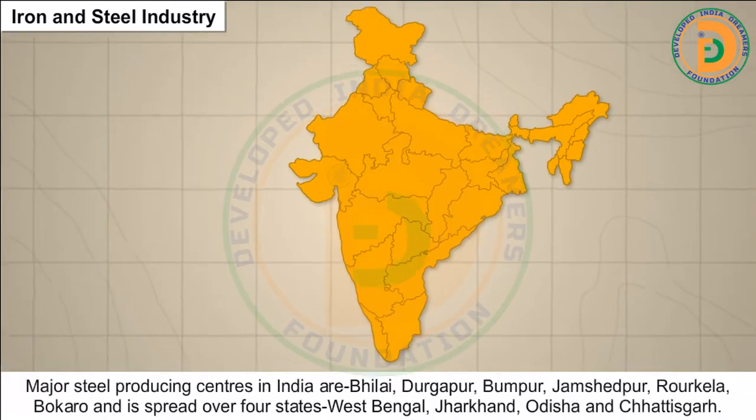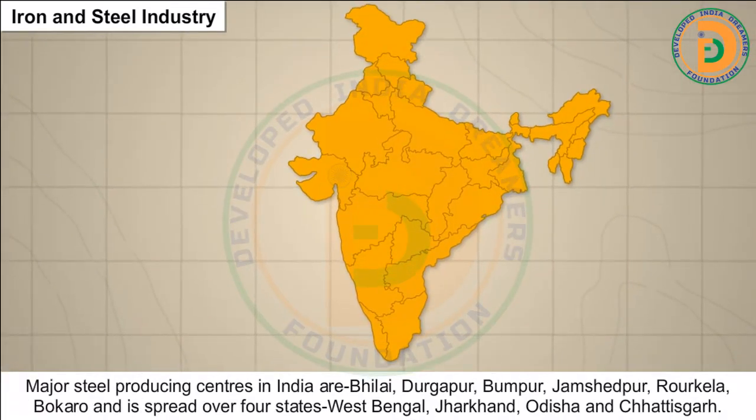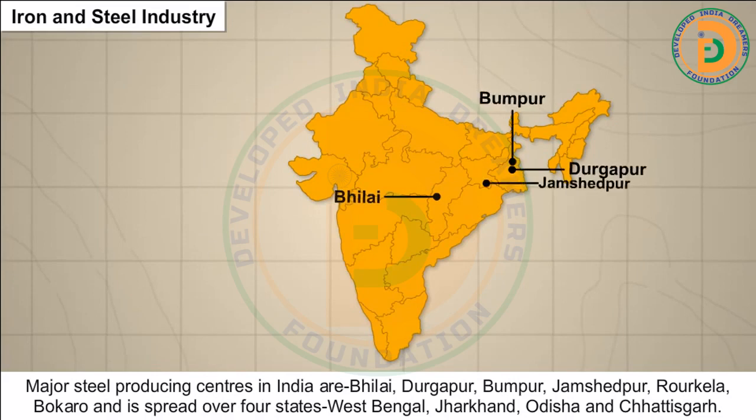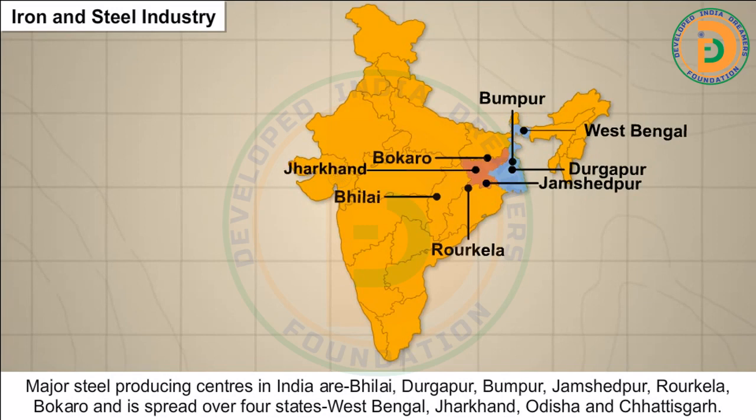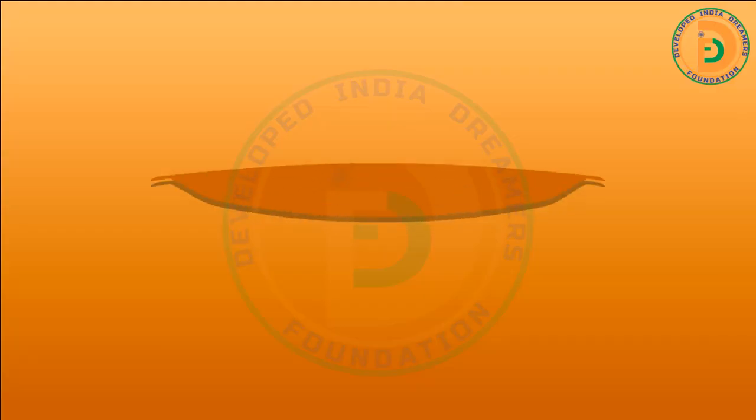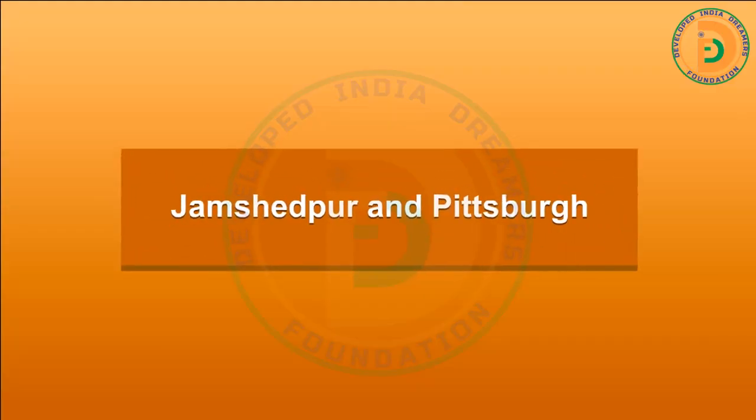Major steel producing centers in India are Bhilai, Durgapur, Burnpur, Jamshedpur, Rourkela, and Bokaro, and are spread over 4 states: West Bengal, Jharkhand, Odisha, and Chhattisgarh. Jamshedpur and Pittsburgh.